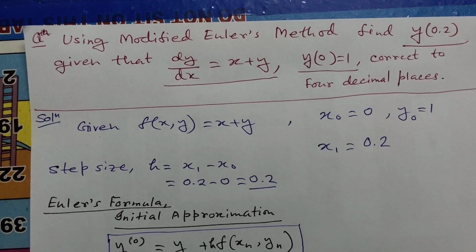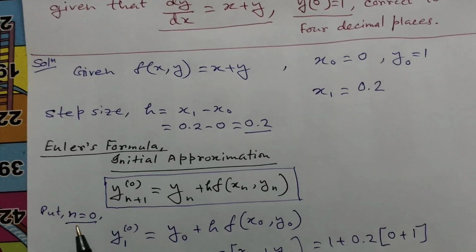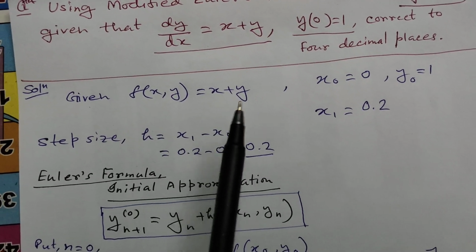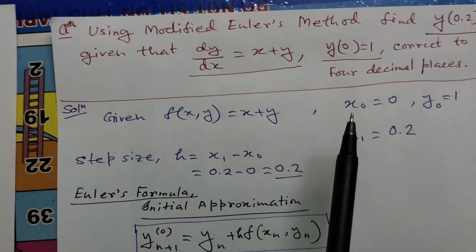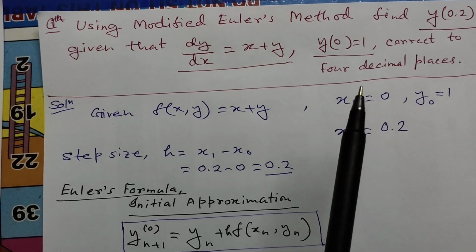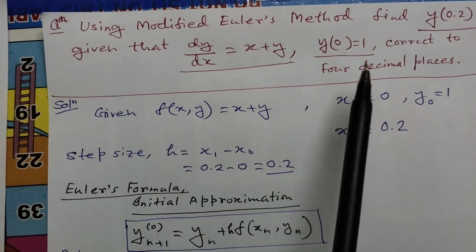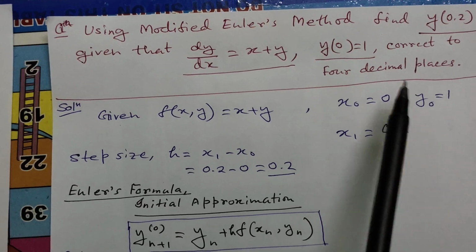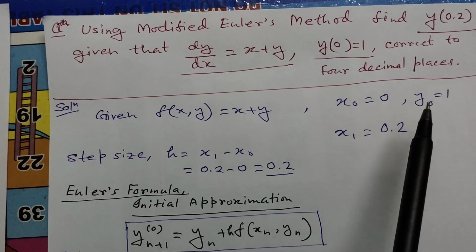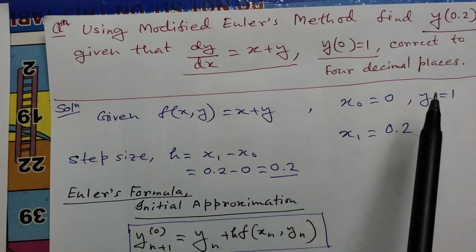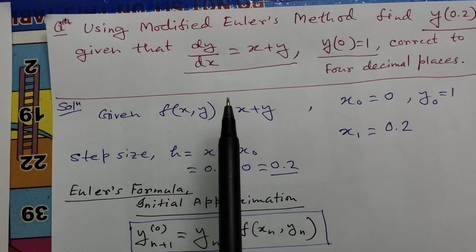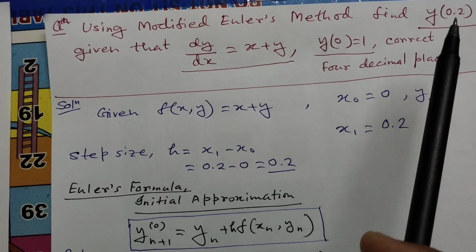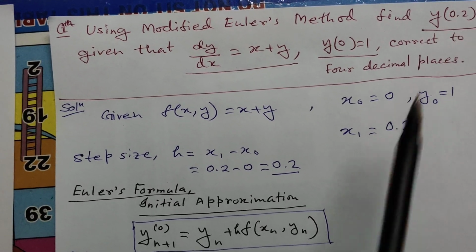Now coming to the solution, given dy/dx, that is f(x, y), equals x plus y. Also x0 and y0 values are given. So x0 equals 0, y0 equals 1. And what value for y do we have to find out? For y(x1), where x1 equals 0.2.